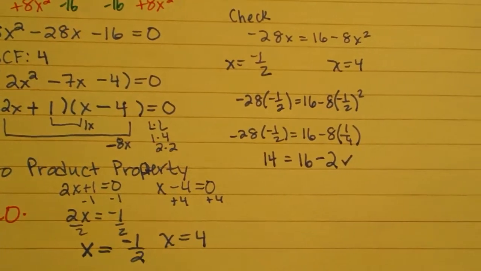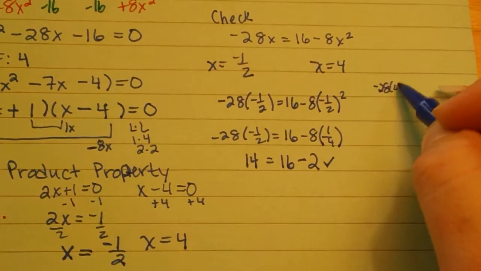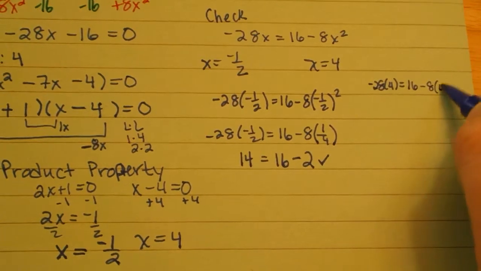I will do the same thing with x equals 4. So negative 28 times 4 equals 16 minus 8 times 4 squared.